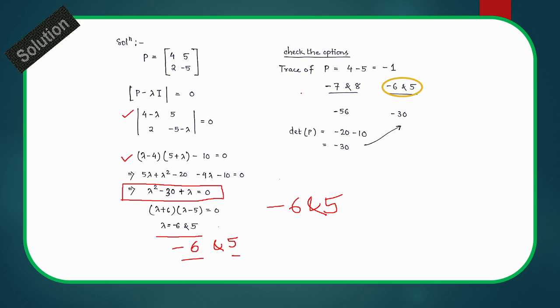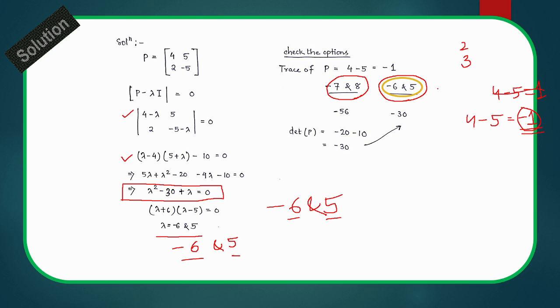Another way of doing this problem is by checking the options. The advantage in objective type questions is that we can check the options if we don't know the formula. By the properties we have seen, the trace of a matrix should equal the sum of the eigenvalues. What is the trace? Trace equals 4 minus 5, which is minus 1. This is the trace of the matrix. If we see the options, only minus 7 and 8, and minus 6 and 5, satisfy the sum of the eigenvalues equal to minus 1.